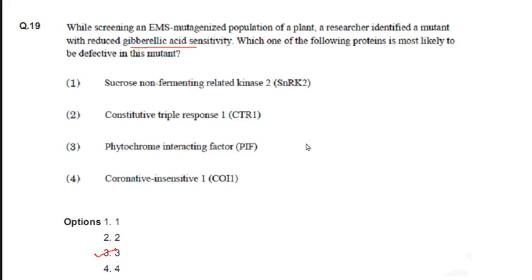And one more important thing you need to remember, I always tell you that you have to understand the other options as well. Sucrose non-fermenting related kinase 2 is used in the abscisic acid pathway. They are required in the abscisic acid signaling pathway. Constitutive triple response: if you know hormones, which hormone shows triple response? Yes, it's ethylene. So they are required in ethylene signaling.